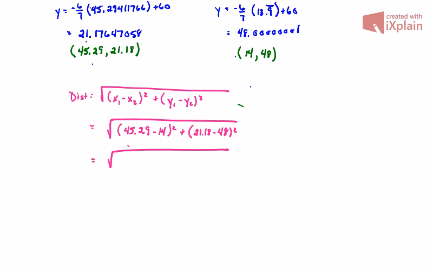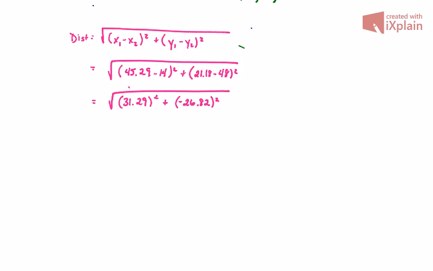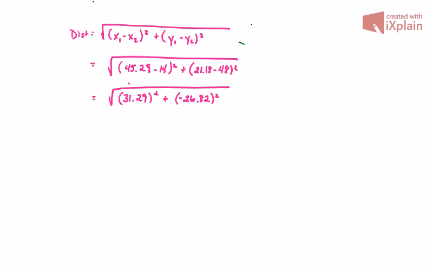If we continue to clean this up, we get 31.29 squared plus -26.82 squared. Recall here that we never want to have a negative as our final answer. In the middle of your work, notice that we do have a negative, but you shouldn't worry about that because the negative value is going to be squared. In other words, it's cleared out, because if you square a negative, it becomes positive.